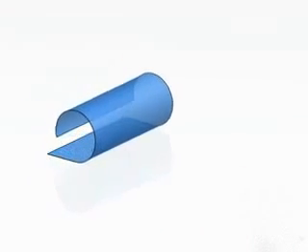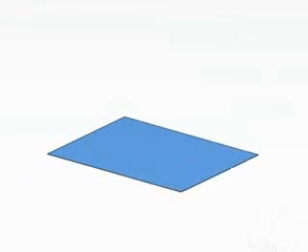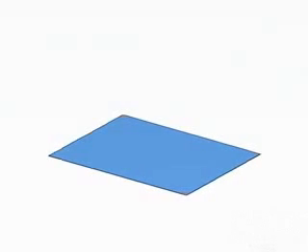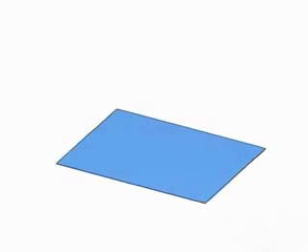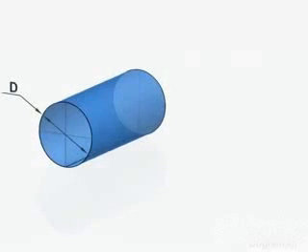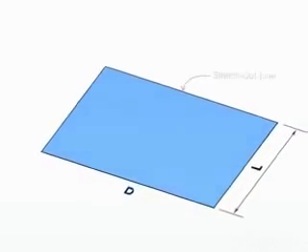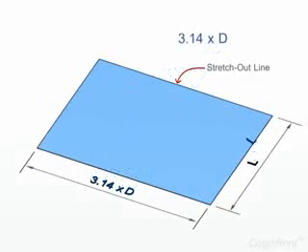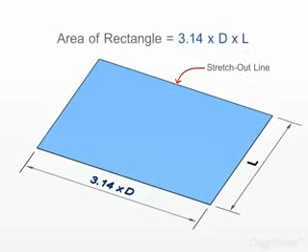The development of a cylinder is the area covered by rolling out the cylinder on its curved surface over a plane surface. So, if the diameter of the cylinder is d and its axis length is L, then its development is the area of rectangle of size 3.14 into d into L.